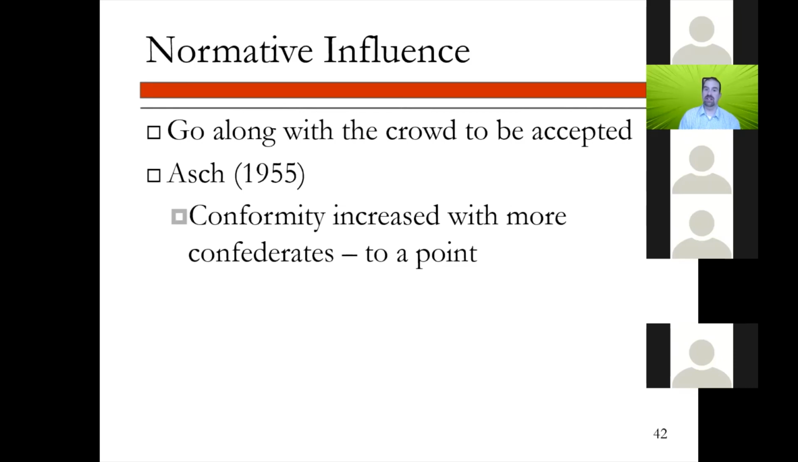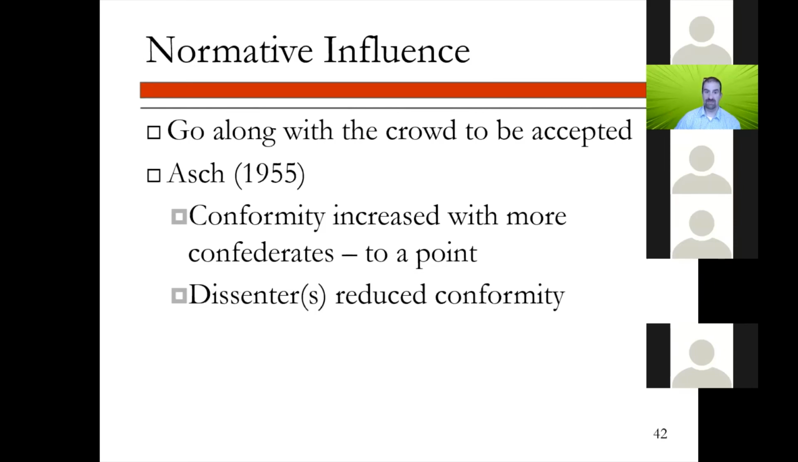In Asch's study, conformity, so agreeing with the group, meaning the participant giving that incorrect answer, increased with more Confederates. In the example, I think you saw 5 or 6 Confederates. Conformity increased the more people were giving an incorrect answer, but only to a specific point. Just because you had more and more Confederates giving an incorrect answer didn't necessarily make it that much more likely that they were going to agree. We also saw that dissenters reduced the conformity. When individuals disagreed, it made others less likely to conform.